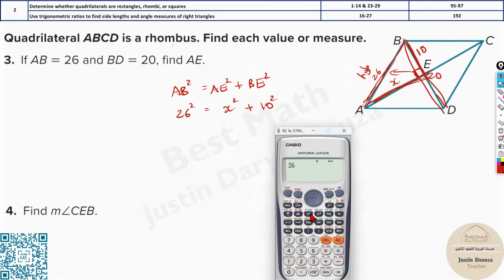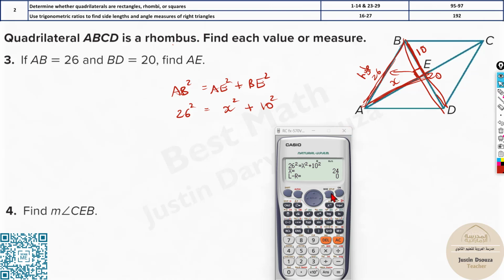I'll show you how. It's 26 squared equals, that is Alpha and Calc, that's equal to, and X is by Alpha and this symbol over here, and square it up, plus 10 squared. Here we go. Now don't press equal to, it'll be an error, syntax error. You need to press Shift, Solve, and then press equal to. That will be the final answer. That's the correct answer, 24. So that's how we get it.